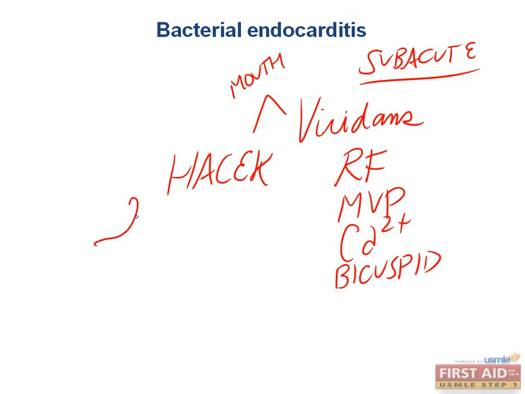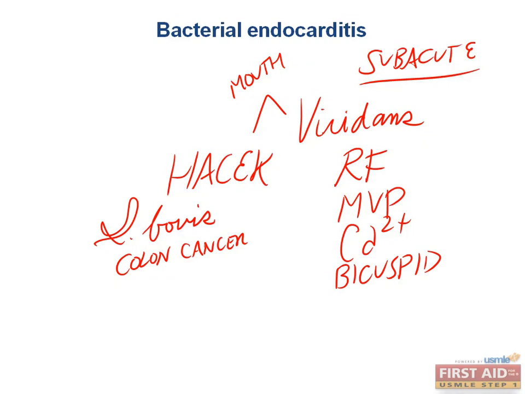Another extremely high yield is Streptococcus bovis. That can be a cause of bacterial endocarditis in a patient with colon cancer. Is this particularly high yield? Yeah. Why? Because I'm tossing in another type of pathology. I'm worried about colon cancer. Wait, they have heart problems?